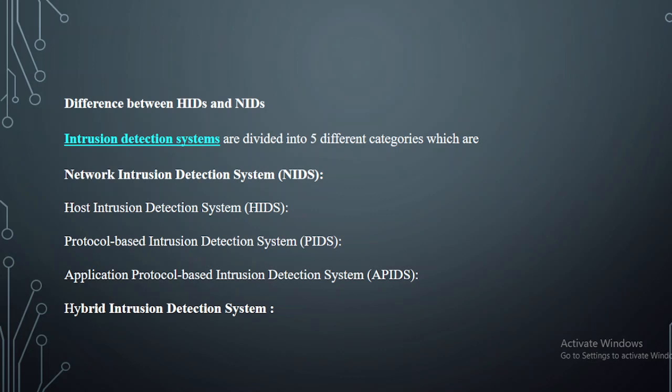We'll look into HIDS and NIDS. There are actually about 5 categories of IDSs, but we're going to look into these 2. The 5 are network intrusion detection system, host intrusion detection system, protocol-based intrusion detection system, application protocol-based intrusion detection system, hybrid intrusion detection system. But we'll look into network intrusion detection system as well as hybrid intrusion detection system.